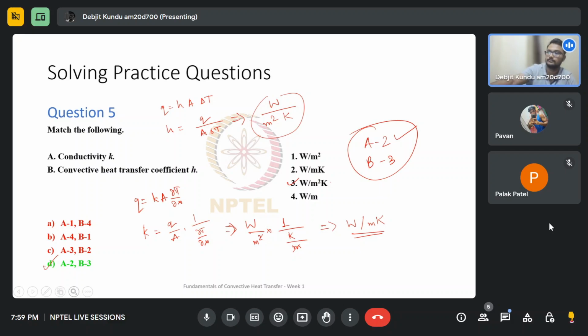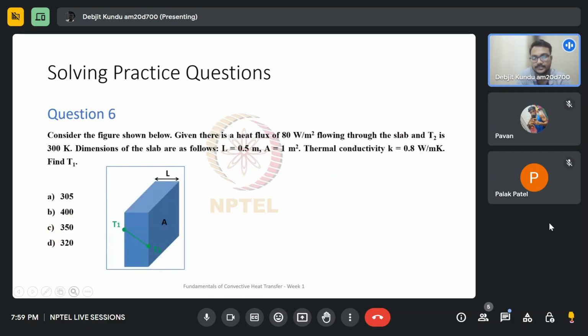Cool. So moving on, we'll move on to question number 6 of today's session. This is a numerical type question. So consider the figure shown below. We have a wall over here, which has a thickness of L and an area of A, and there is a temperature difference across that wall. It's T1 on one side and T2 on the other.